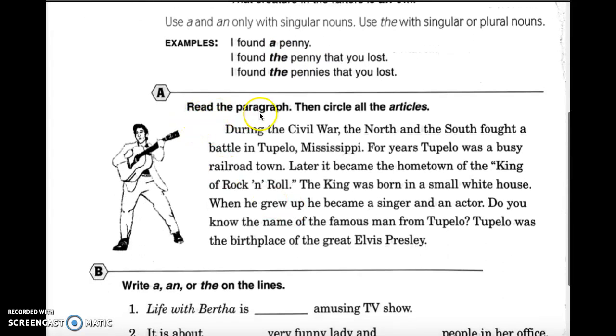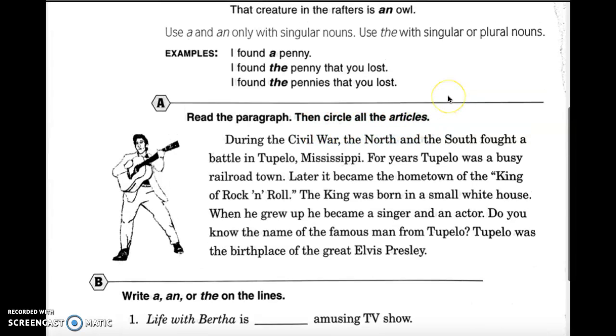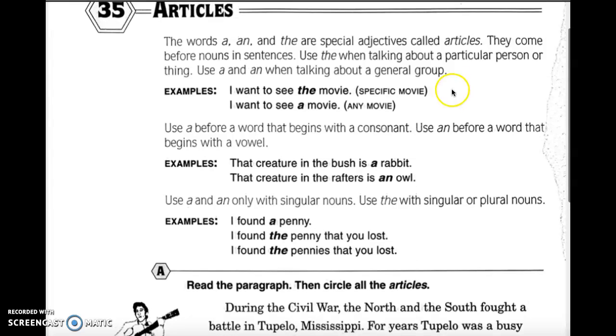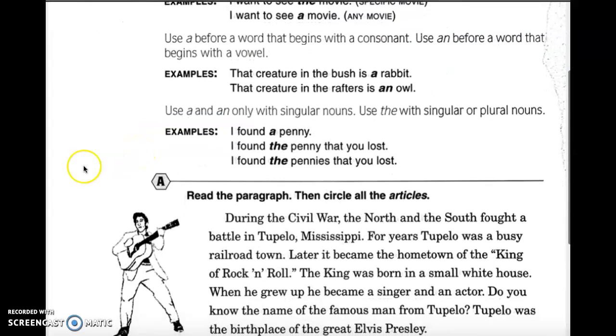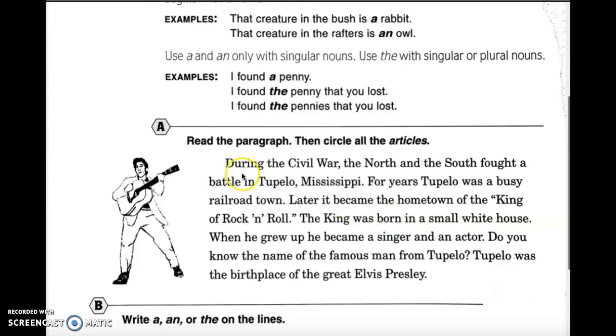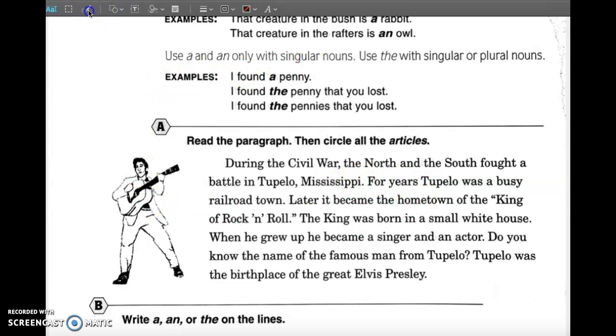All right, read the paragraph and circle all of the articles. Remember, the only articles that you are looking for, and the only ones that really exist in our English language, are a, an, and the. So that's all you are looking for in this paragraph, and you're going to be circling them. So during the Civil War, the North and South fought a battle in Tupelo, Mississippi. We'll do the first one together, and then I'm going to let you do the rest of the paragraph on your own. So take a look.